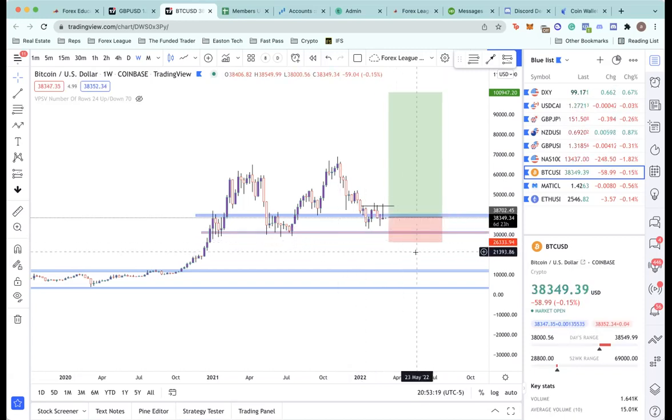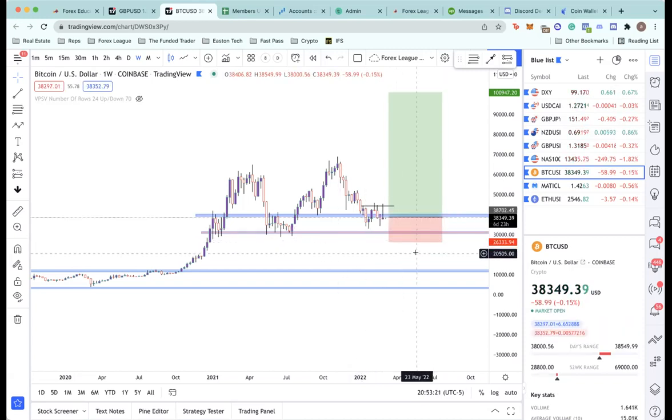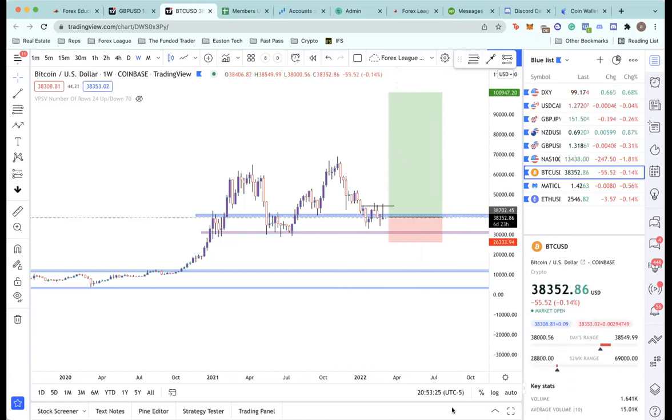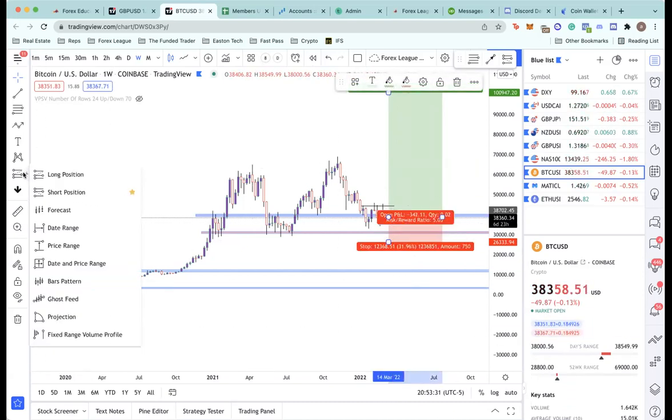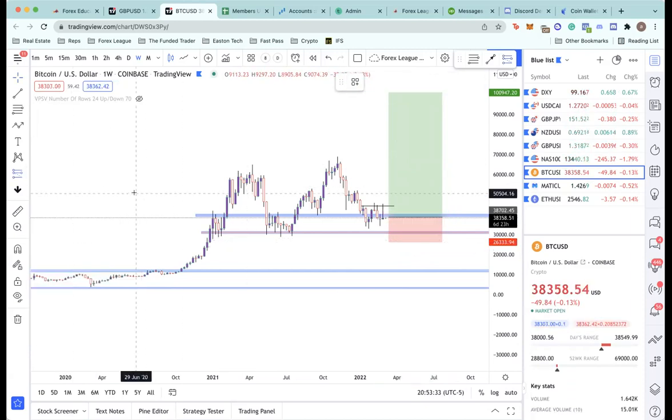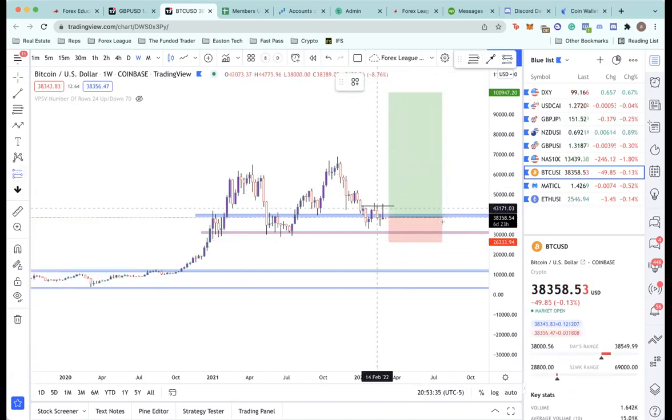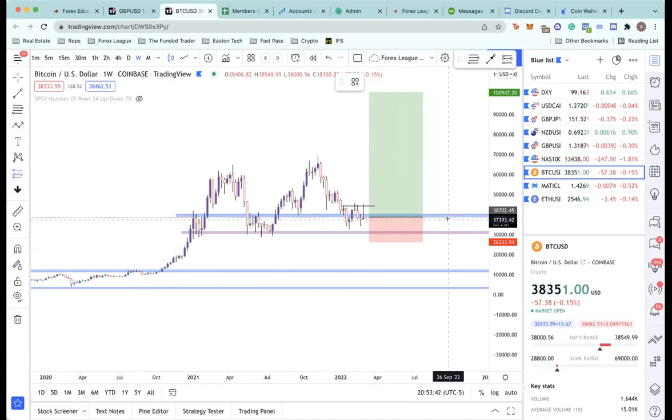Yeah, it's in a good spot for a long scenario, definitely. We're at a low. We know we've seen reactions from this area before. Strong likelihood that we'll see upside movement from this point. It's not a bad trade whatsoever. Not worth the risk at all on this one.